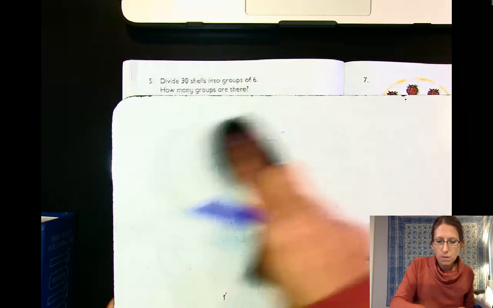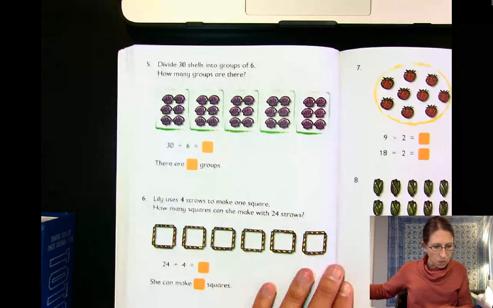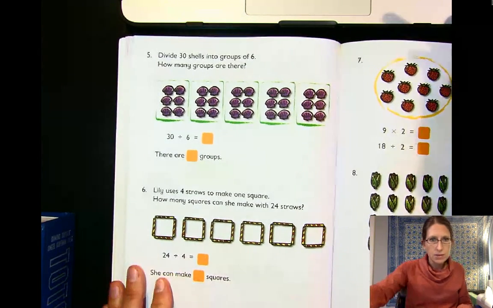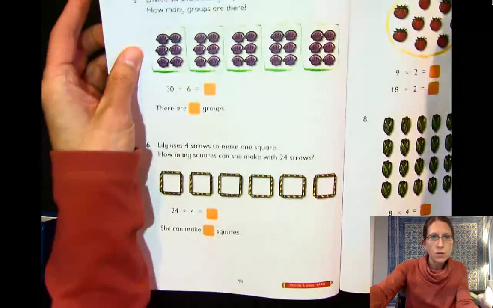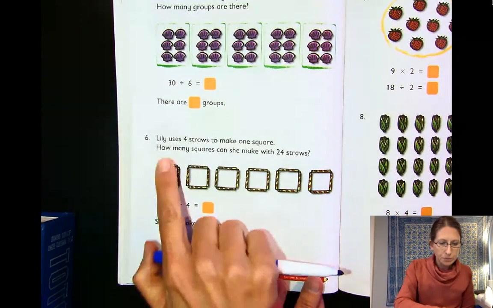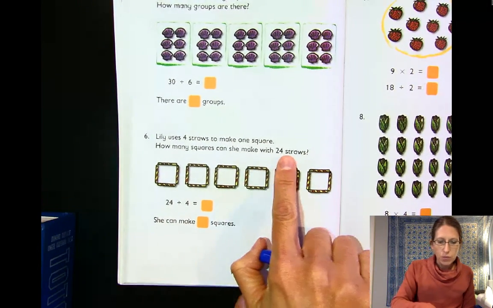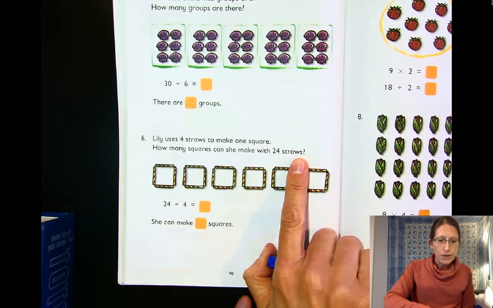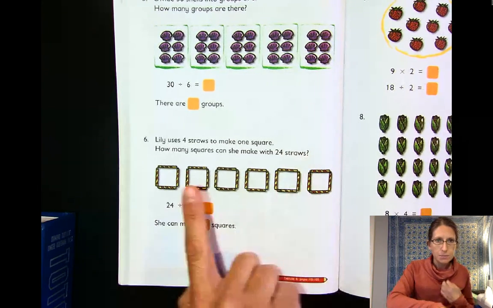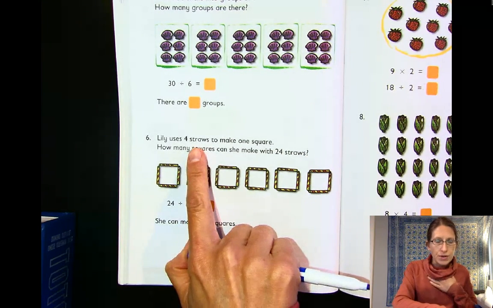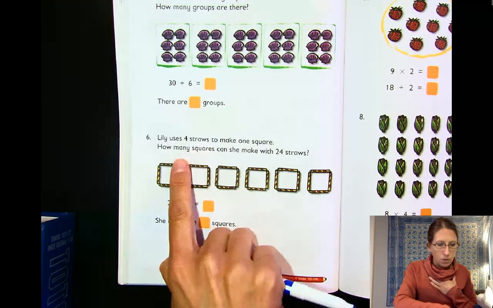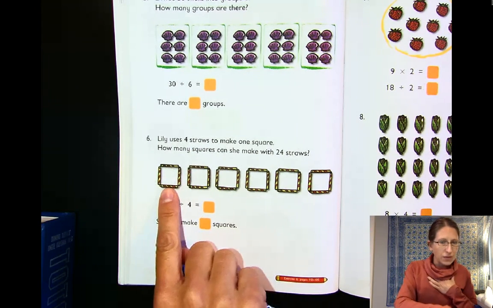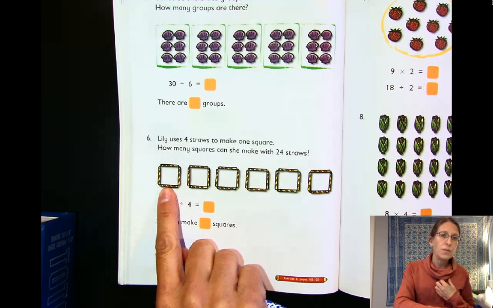All right, let's try one more together. We have number 6 here. It says, Lily uses 4 straws to make 1 square. How many squares can she make with 24 straws? So here, she uses 4 straws to make 1 square. 1, 2, 3, 4. So this is kind of like groups of 4.